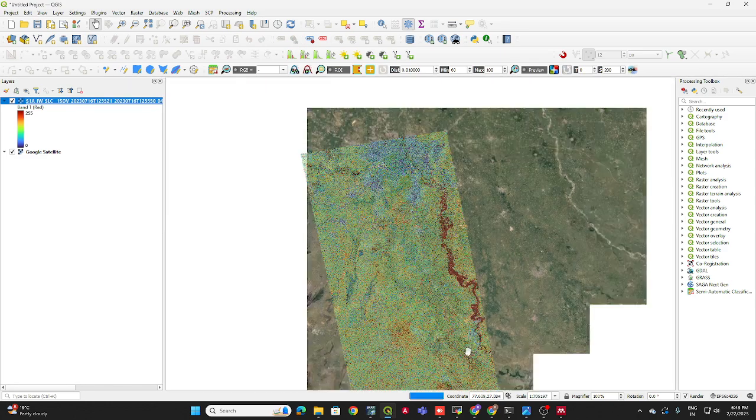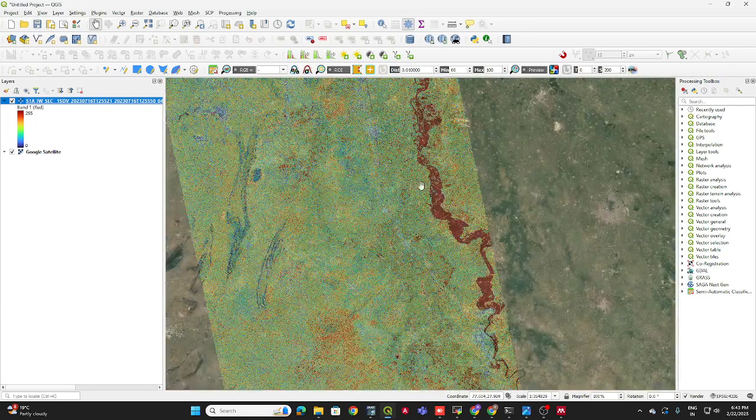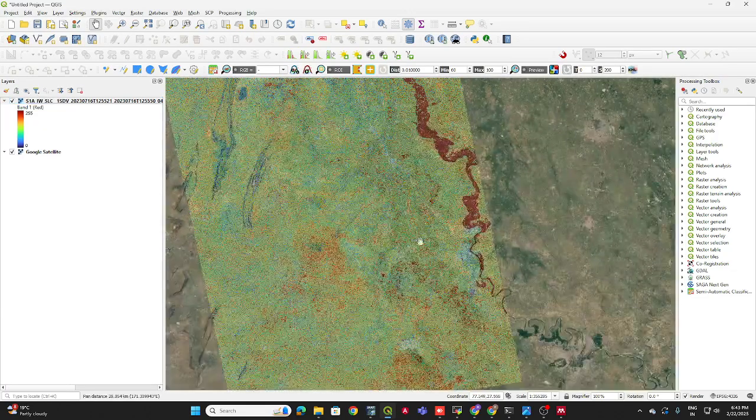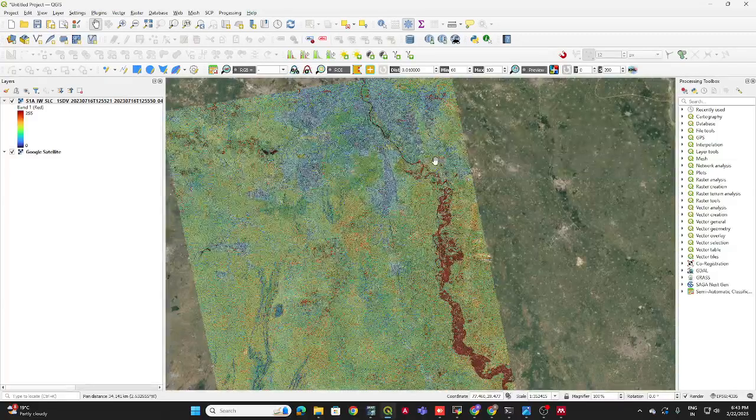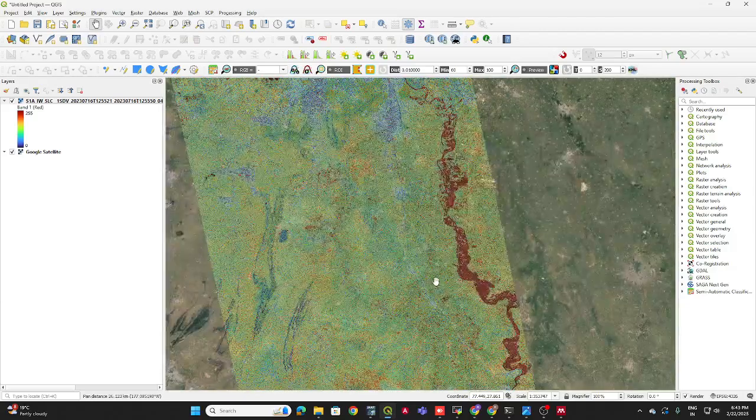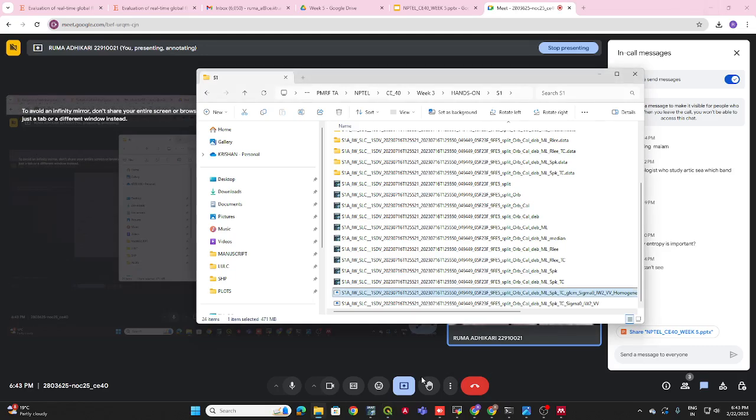So this is the Jamuna river going, and the flood happened, and you can see how it is lying in the nearby areas also. So it is very easy to do with the SNAP software, and we can extract the GLCM parameters and texture analysis, and do our classification further taking multiple parameters. So this is the only hands-on for today.